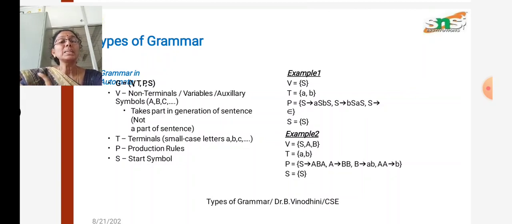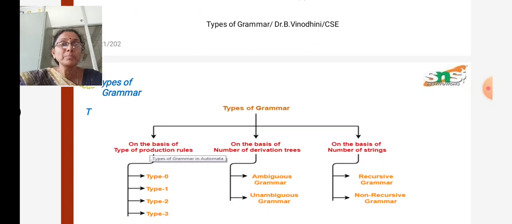For example, consider the right hand side. V is the set containing S, so S is the start symbol. Next, T is the set containing a, b. The productions are S tends to aSbS, S tends to bSaS, and S tends to epsilon. These are the set of productions, and the start symbol S is equal to S. In example 2, suppose the non-terminals are S, A, B and the terminals are a, b, and we have four productions in this example, and S is the start symbol. So this is the definition of a grammar.